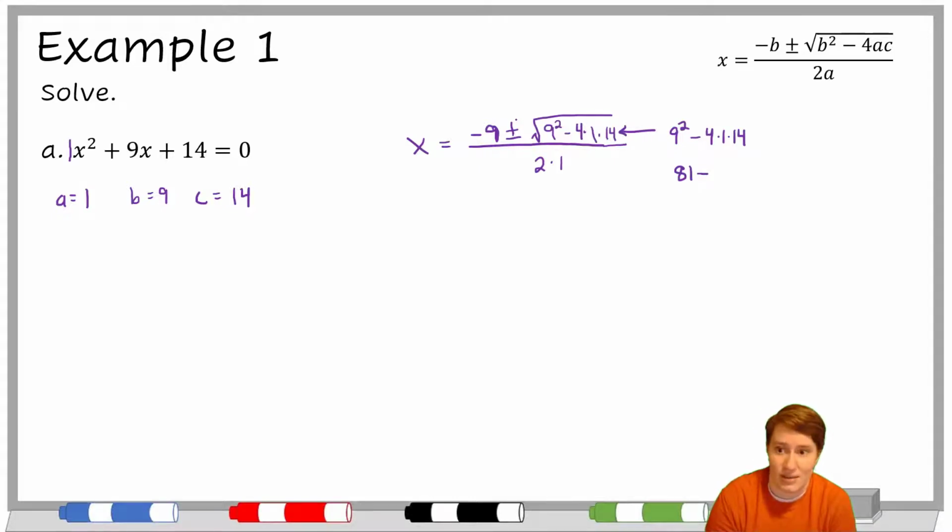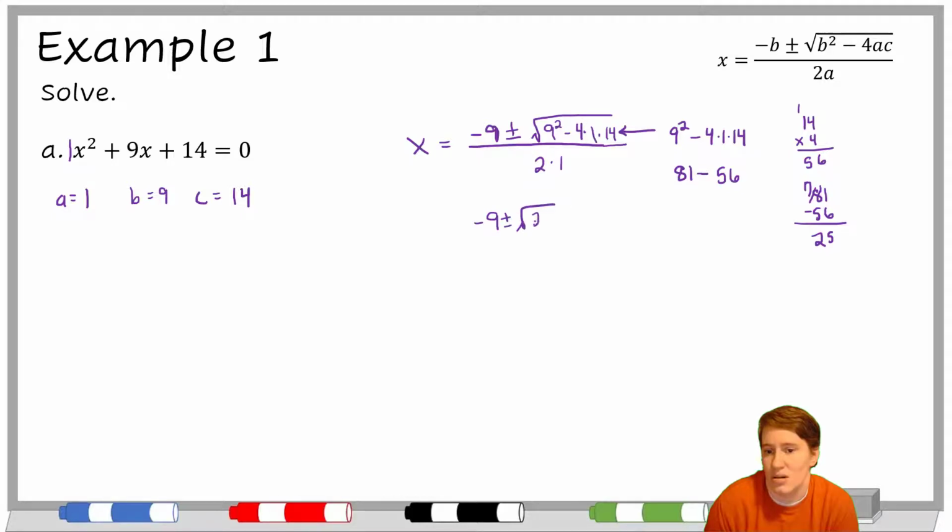Or you could think of it as negative 4 times 1 times 14, which is going to give us a minus something. We basically need to figure out what 4 times 14 is, because times 1 will just give us whatever we have. So I'm going to do 4 times 14 and get 56. All right, so now what do we get if we do 81 minus 56? 25. Oh, that's nice. So what's under the square root now is going to be 25.